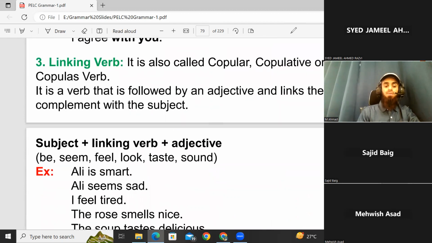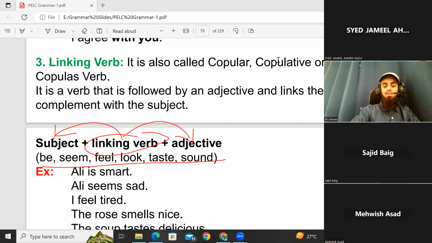Next we have linking verbs, and linking verbs link the sentence, right? How do they link the sentence? Just look: subject plus verb plus object. There would be a link between these two by the linking verb, right? Like these few: Ali is smart. The linking of the subject with the object is done by this word, which is called a linking verb. Ali seems sad.